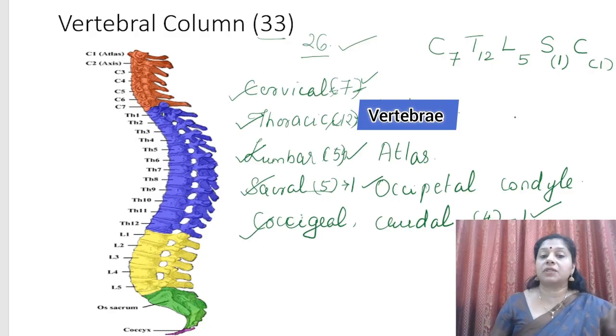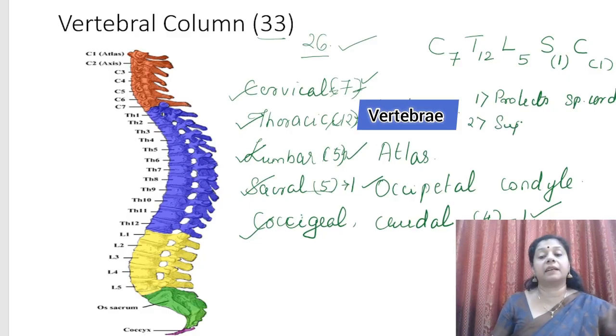And what are the functions of our vertebral column? First function is it protects our spinal cord. And second is it helps in the support of our head. Then also it is a point of attachment for our ribs in the dorsal side, and also the dorsal muscles are attached to the vertebral column.